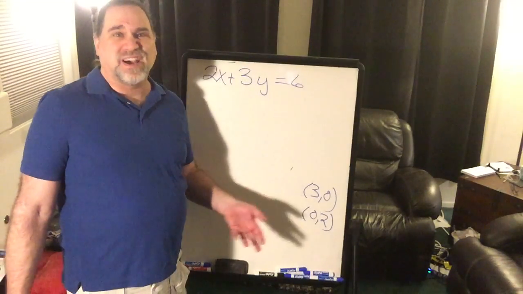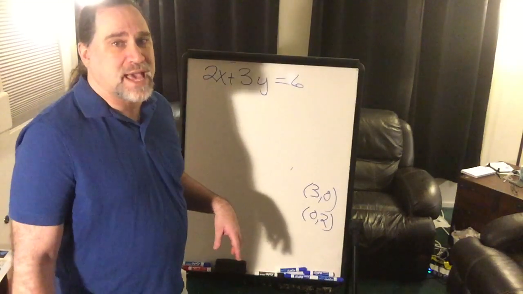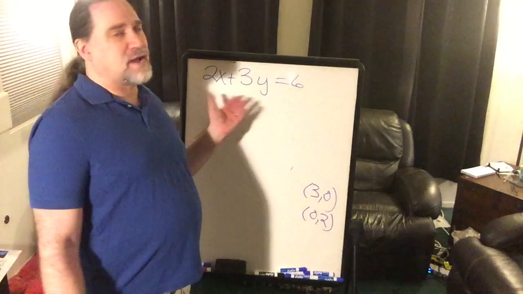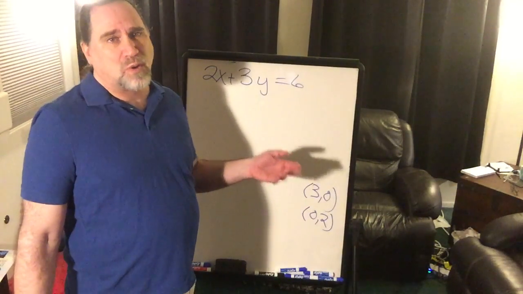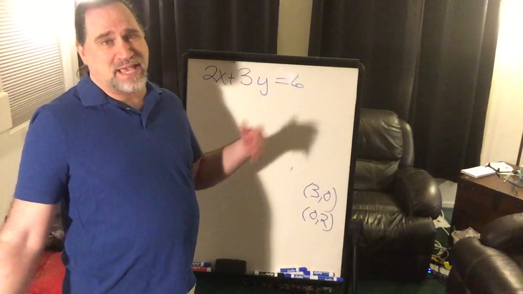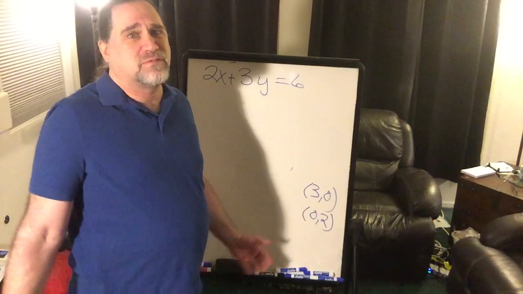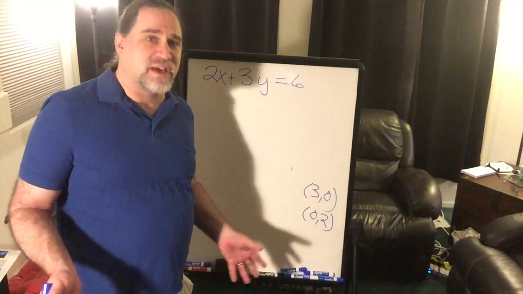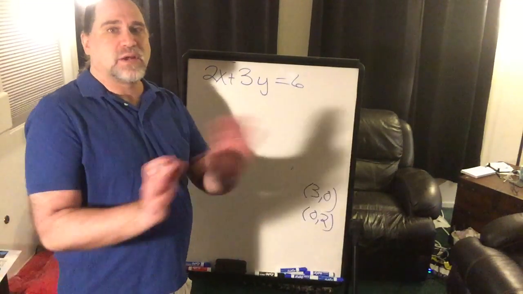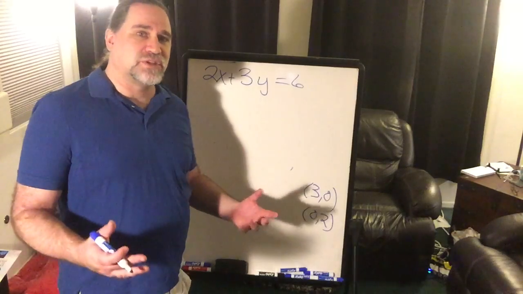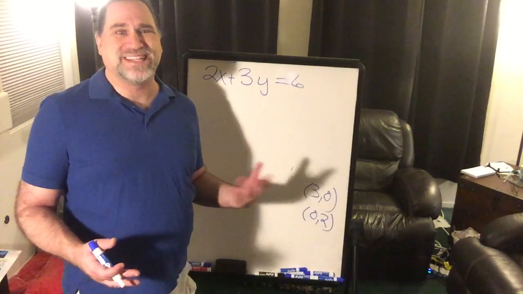If the intercepts were ugly, then we might be very unhappy. Oh, I don't want to have to graph this because my intercepts are 1.2 and 6.3. Ugh, I don't want to graph that, or heaven forbid it's repeating. I don't want to have to graph that. So what I'd like to do is rewrite this equation in a different format.